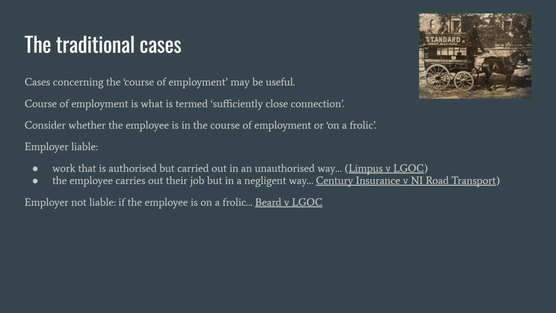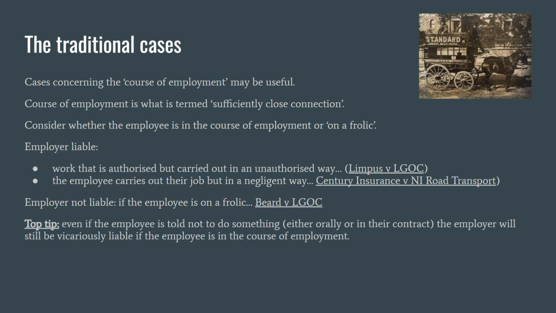An employer is only not liable if the employee is on a frolic of their own, which is like the independent venture we were just thinking about, the personal vendetta in Morrison's and various claimants. And the case of Beard is another case about a horse-drawn cart where the employee's job was a bus conductor checking tickets, but he actually went and drove the bus and caused an accident. And it was found that he was on a frolic of his own because this was outside the course of his employment. And so the employer was not vicariously liable.